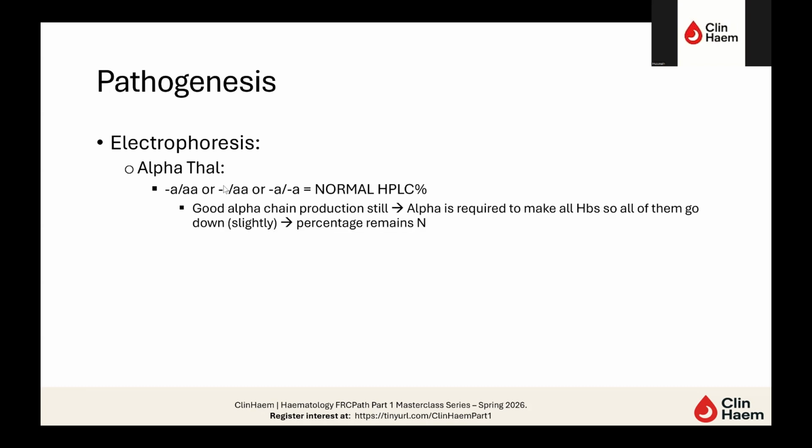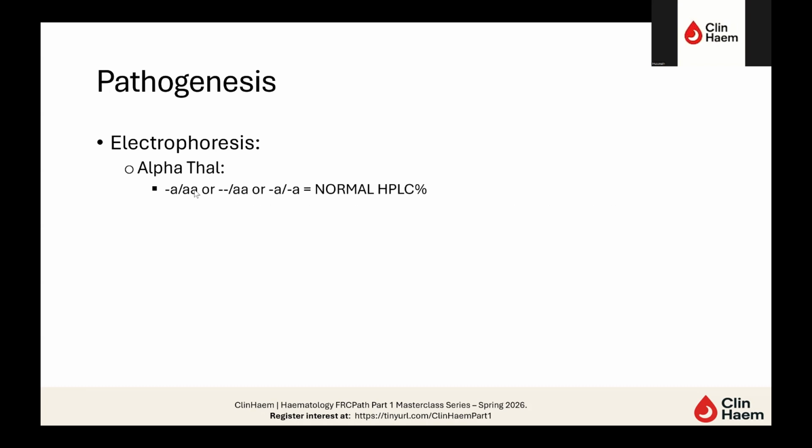So when there's alpha-thal, as I've said, you normally need at least two functioning genes to give you a decent amount of alpha chains, and the body can compensate. If the body loses one, the expression of the others can be increased to make enough chains. But if more than two genes are abnormal, then you cannot make enough alpha, and as a result, you will have some beta in excess.